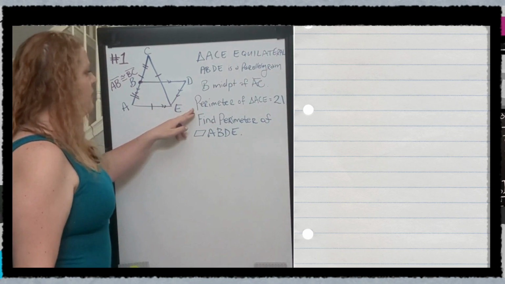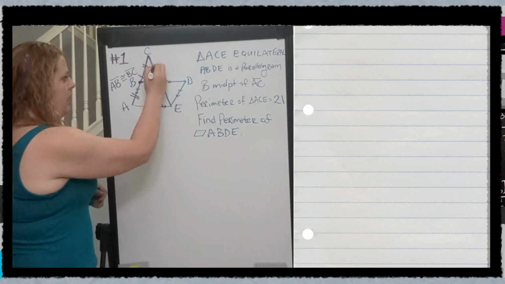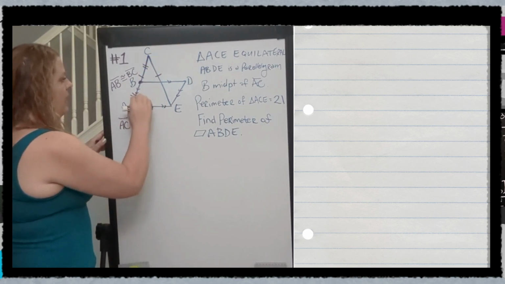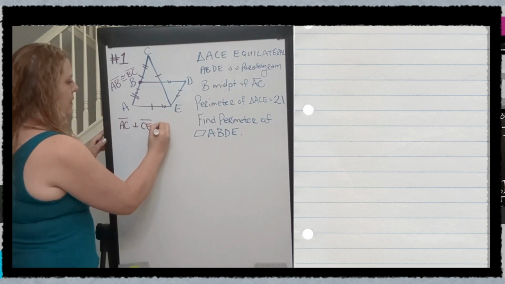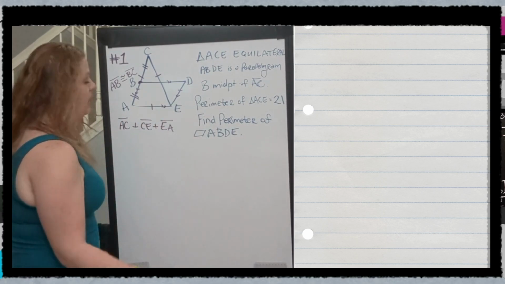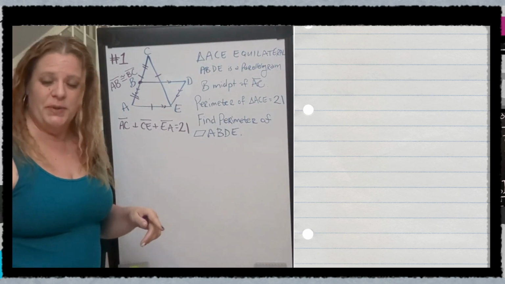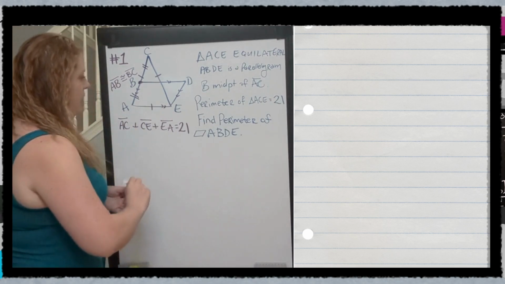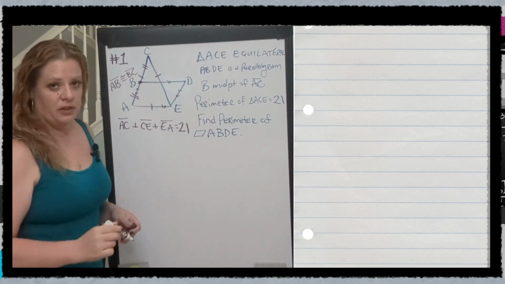The perimeter of ACE is 21. So that whole triangle is 21. So what that means, AC plus CE plus EA, or you can write AE, is equal to 21. Now, this is where the problem differs from yours because you have a different value. Okay? Find the perimeter of ABDE. We want the perimeter of the parallelogram.